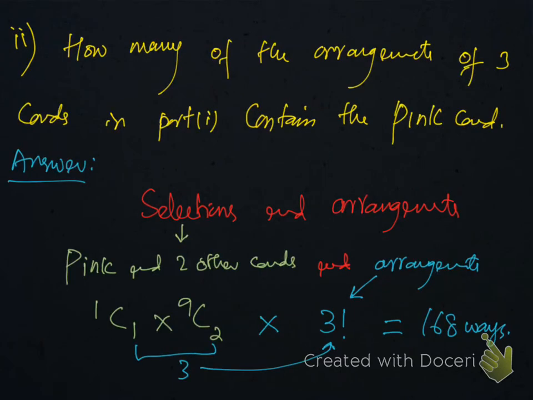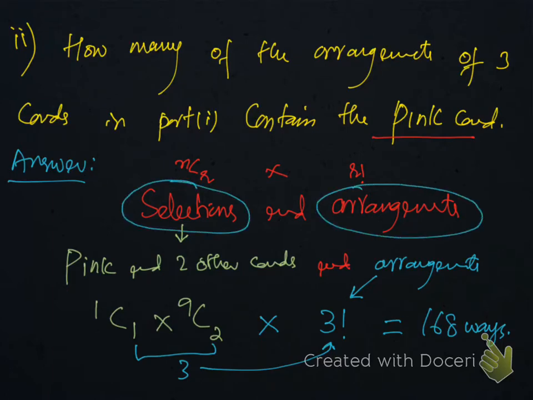Now this is a very important question, one of the most important applications of that formula NCR times R factorial. How many of the arrangements of 3 cards in part 1 contain the pink card? Now this is one of the most important things. So there are restrictions only in selections. According to that formula NCR times R factorial, NCR means selections of the objects and R factorial means arrangements of the objects.